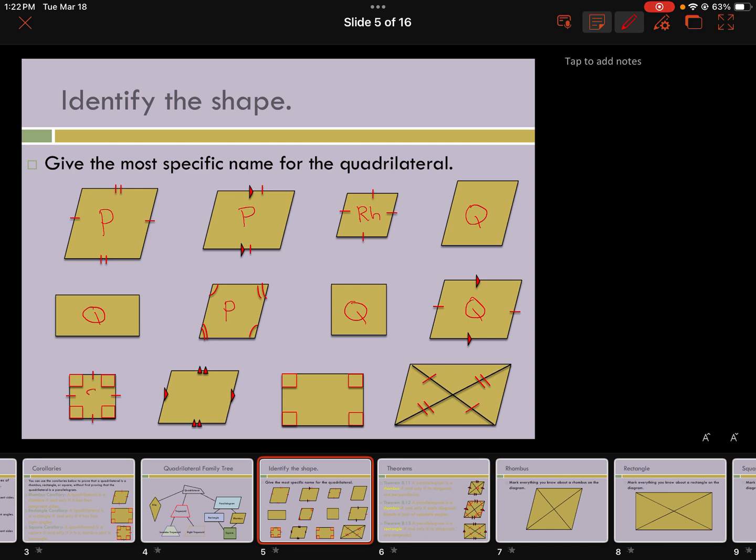Next guy down is a square. That's because it's a rectangle and a rhombus, given the markings. This guy's a parallelogram, given the markings, opposite sides parallel. That's a rectangle, four congruent right angles. And this guy's a parallelogram. The diagonals bisect each other.